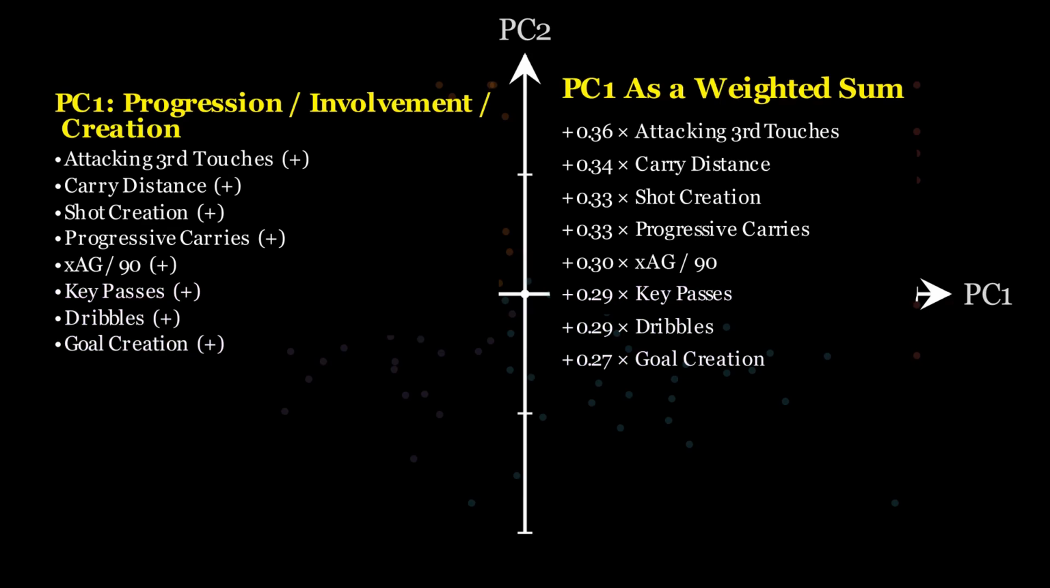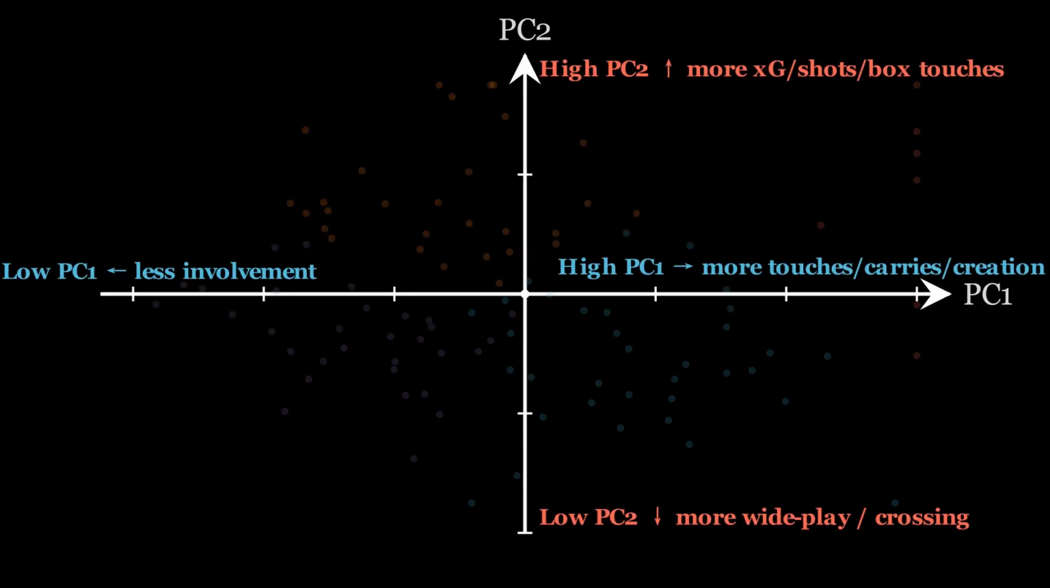So, players with a large positive PC1 are wingers who are constantly involved, getting touches higher up the pitch, progressing play, and repeatedly showing up in attacking sequences. And players with lower PC1 values are simply less involved in those progression and creation moments. Doing a similar analysis for PC2 allows us to create a simple interpretation of the principal components. Moving right on PC1 means more progression, more involvement, and more creation, while moving left means less of that. And PC2 is more of a style axis.